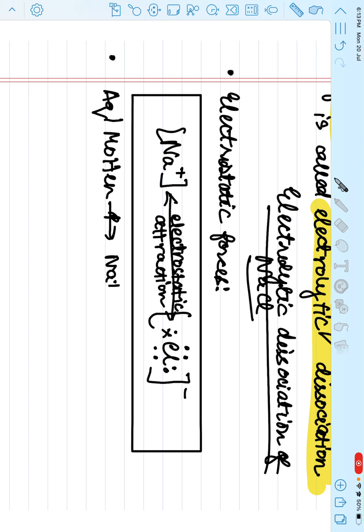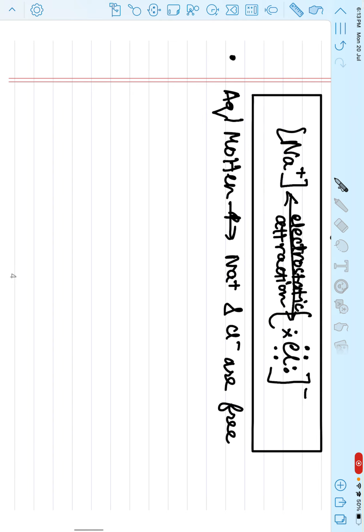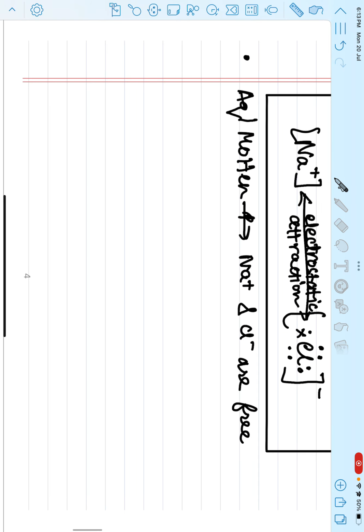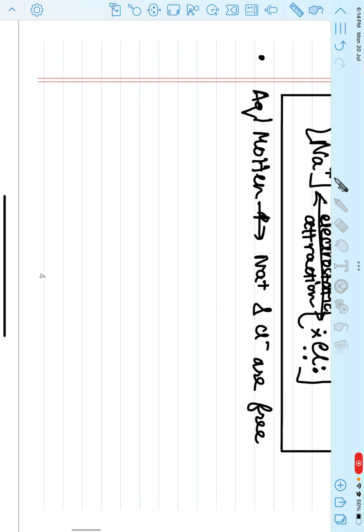Na plus and Cl minus are free. These ions are free, they are ready. So when sodium chloride is dissolved in water, the slightly negatively charged oxygen atoms of the polar water exert a pull on the positively charged ions. Water is also a polar covalent compound, and water develops a partial charge, right?